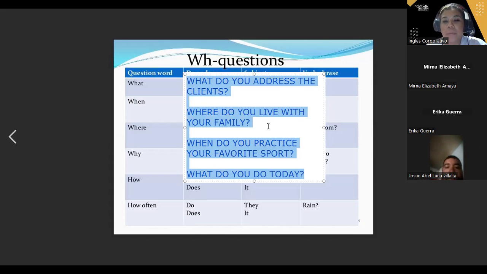What do you practice your favorite sport? I don't practice my favorite sport, but I go to the gym, or I try to go to the gym every day. Could be 5 a.m. in the early morning, or it could be in the afternoon between 4 p.m. to 5:30 p.m. What do you do today? Today I started at 6:30 a.m. My job starts at 7 a.m. until 4.